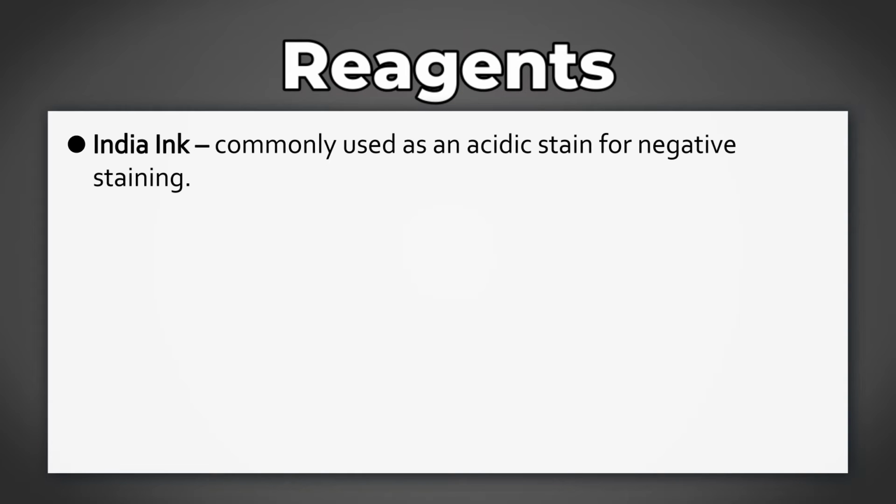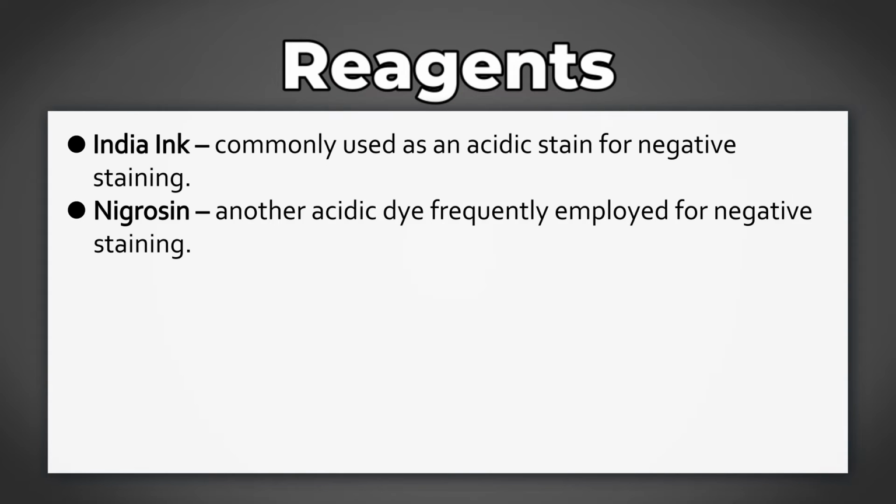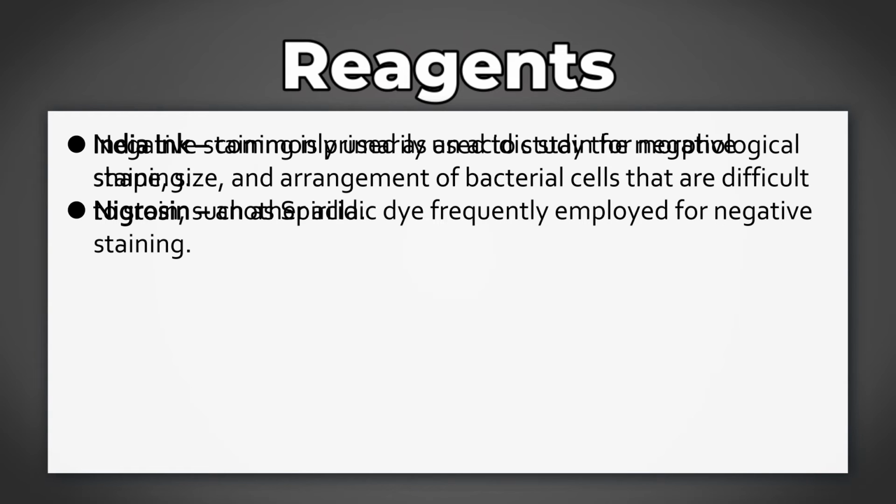Reagents of negative staining. India ink, commonly used as an acidic stain for negative staining. Nigrosin, another acidic dye, frequently employed for negative staining. Nigrosin solution, prepared as 100 grams per liter. Nigrosin with 5 milliliters per liter formalin in water, used as a staining reagent.